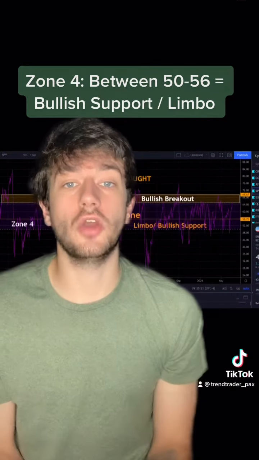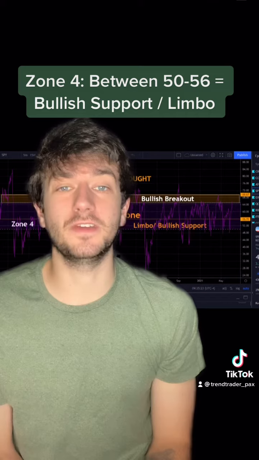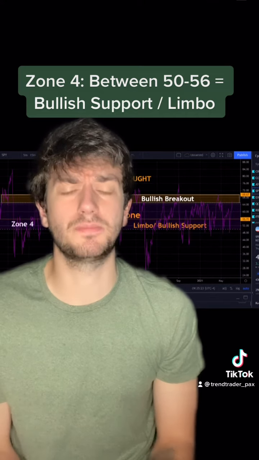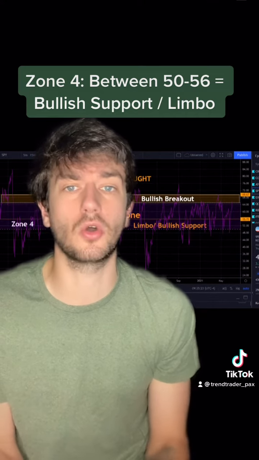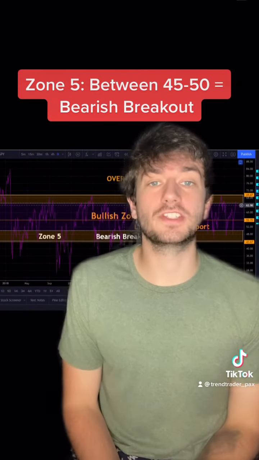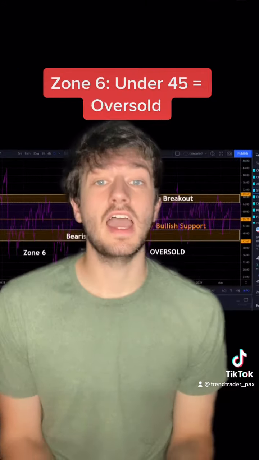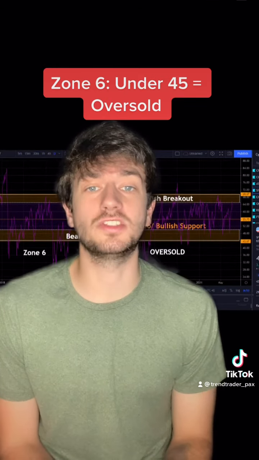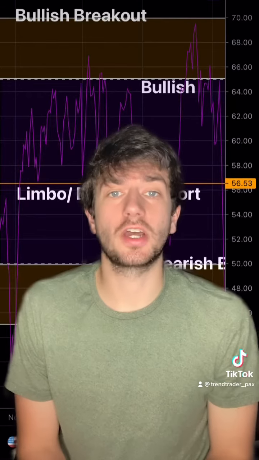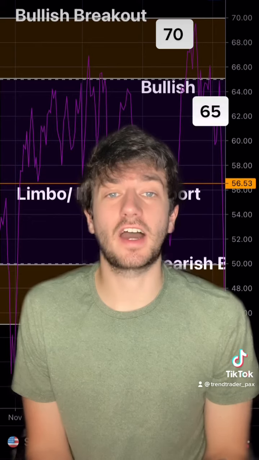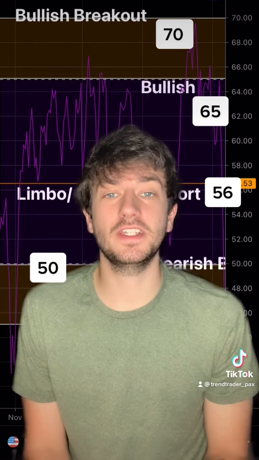Zone 4 is going to be between 50 and 56. This is our limbo but bullish support stage. If the RSI drops here but holds, you know we're bullish. Zone 5 is going to be below 50 but above 45. That is our bearish breakout. And below 45 is our zone 6, which is oversold. When you're all set up, you should have a line at 70, 65, 56, 50, and 45.